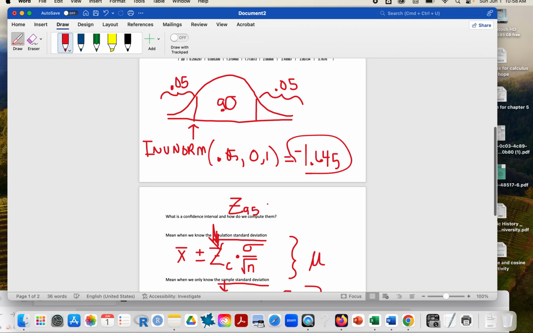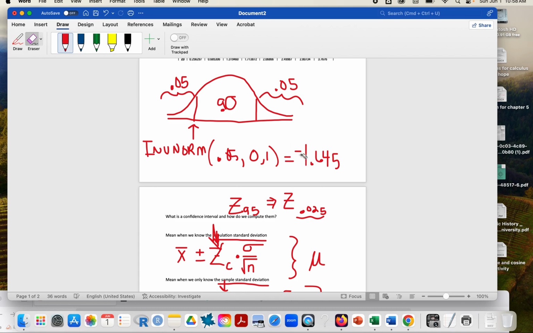Now, I have to be careful there because I think your author at times will write it as, oh, you're supposed to think about it as z sub 0.025 because 0.025 is in the left tail. So just be aware that it may write it that way. I think it does.